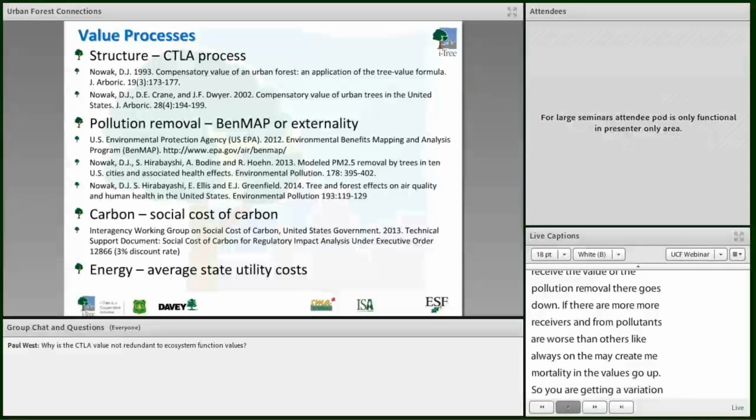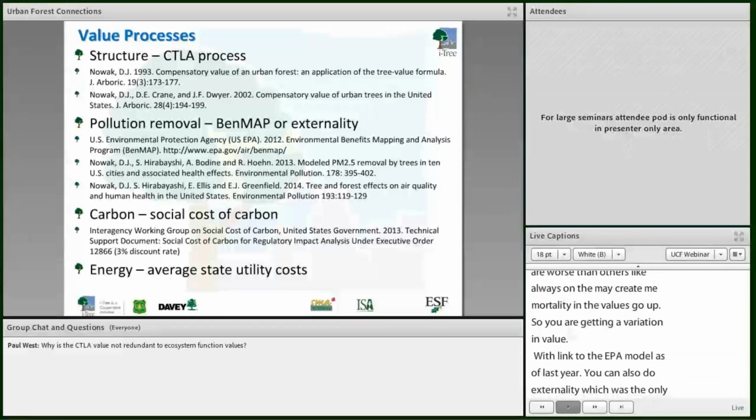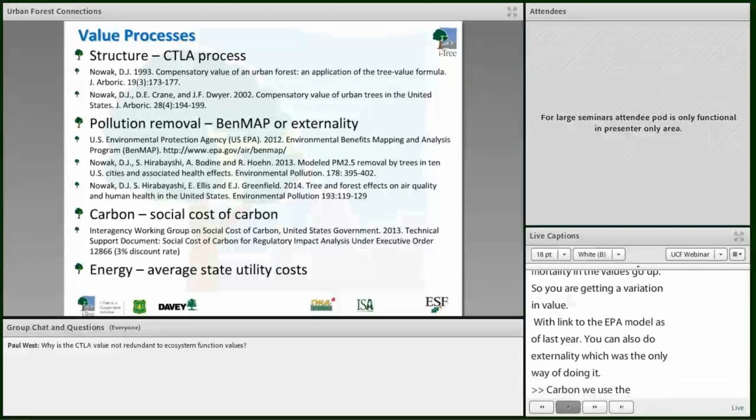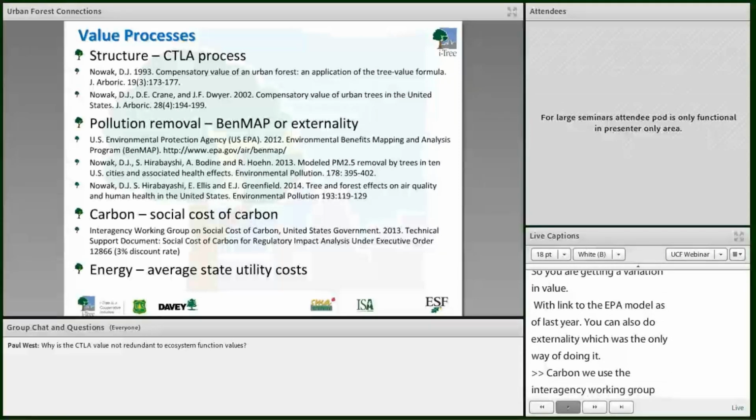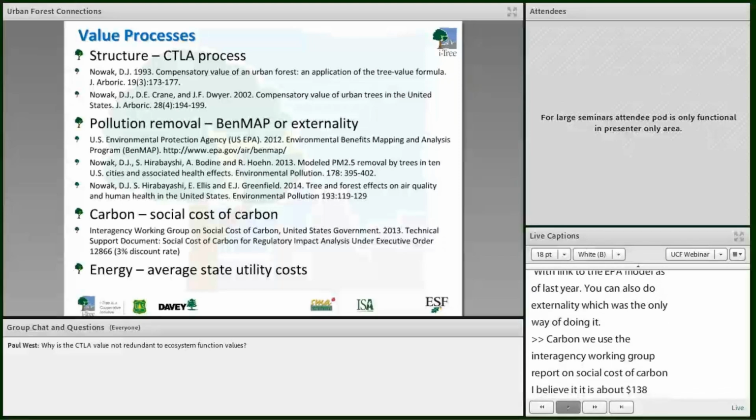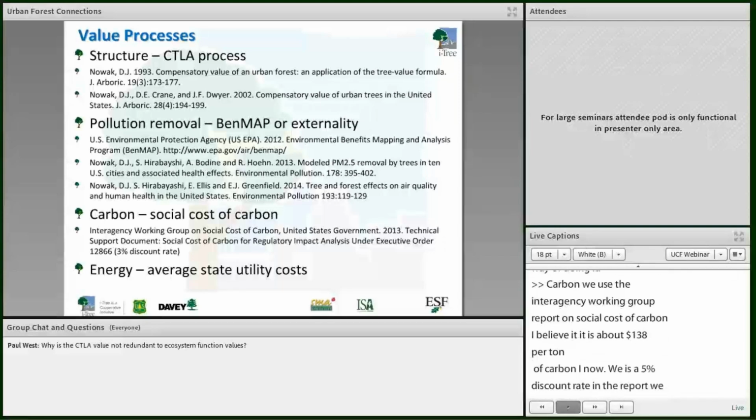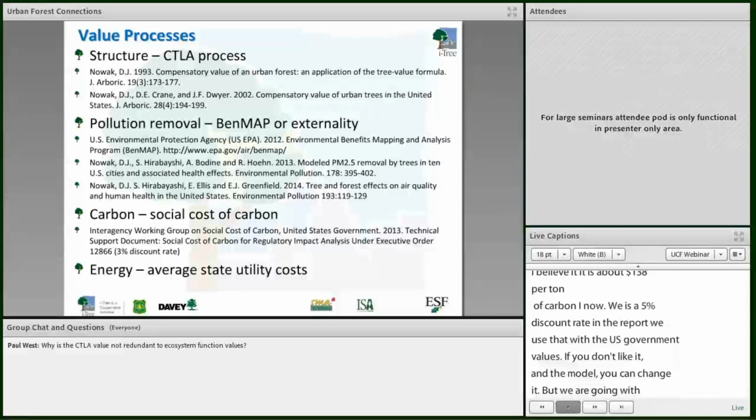But you can also do externality, which is the older way we used to do it. Carbon, we use the Interagency Working Group report on social cost of carbon. It is about, I believe, around $138 per ton of carbon right now. We use the 3% discounting rate in the report, but that's the U.S. government values. If you don't like it, in the model you can change it, but we're going with whatever the U.S. says. Energy, we use the average state utility costs as reported from various national organizations. We update that every few years.